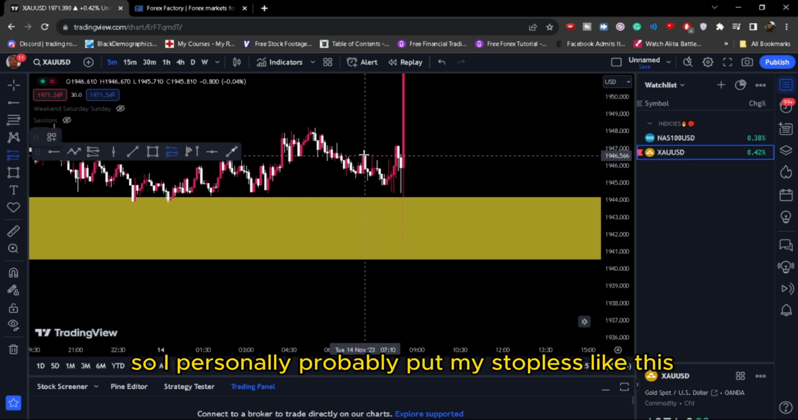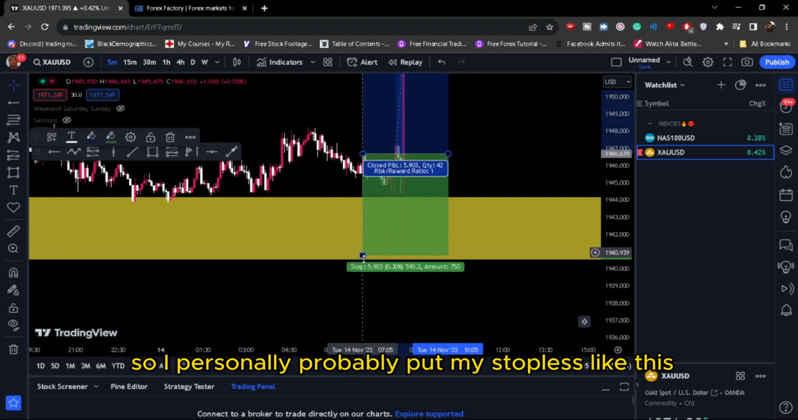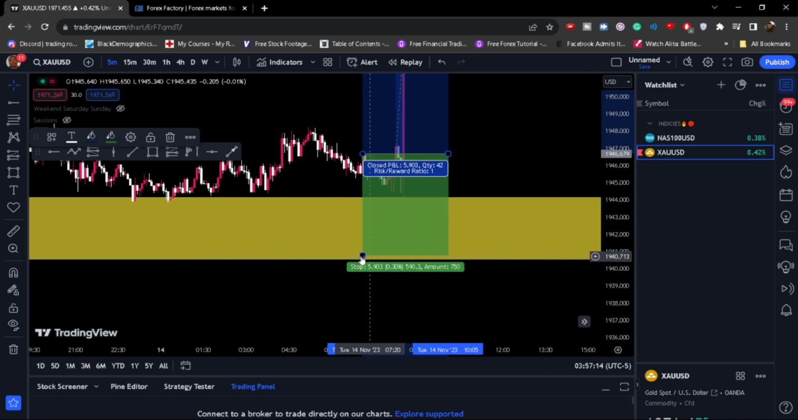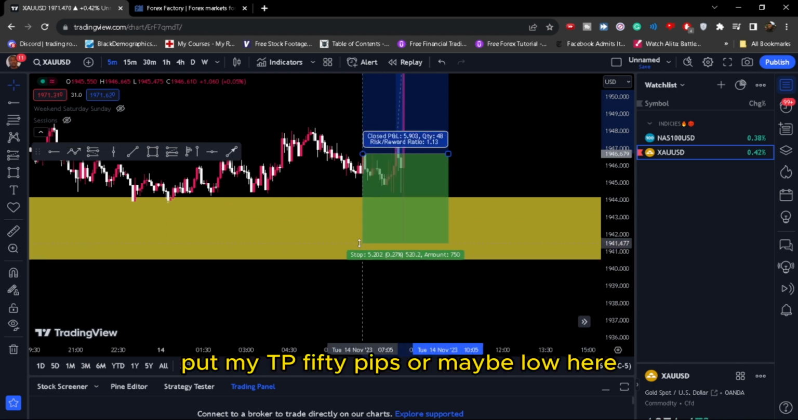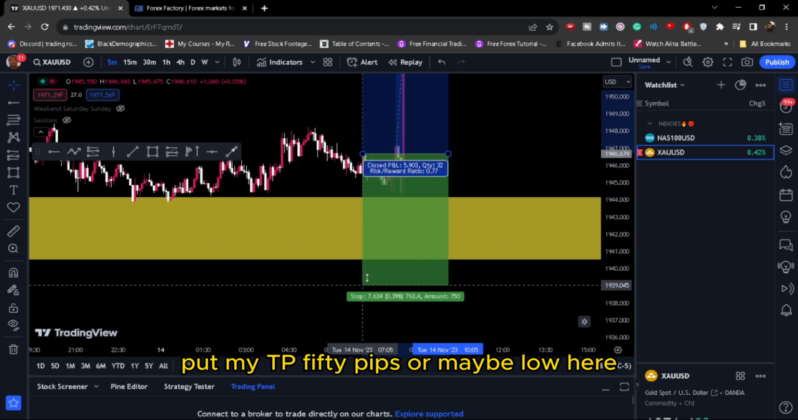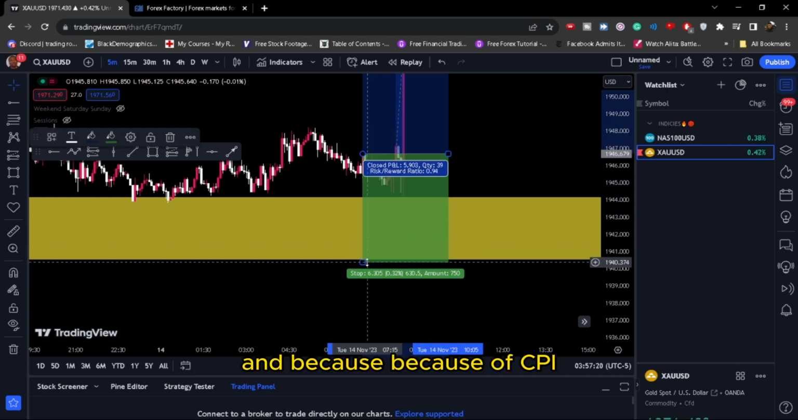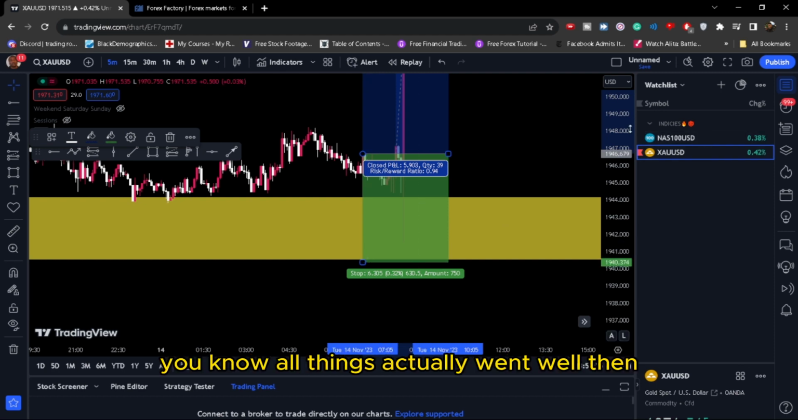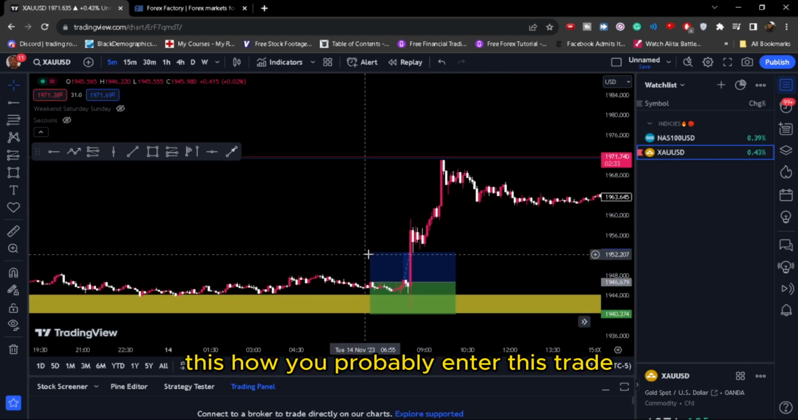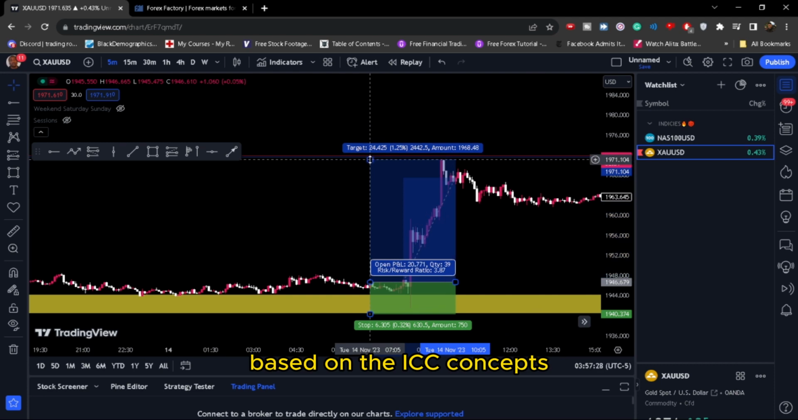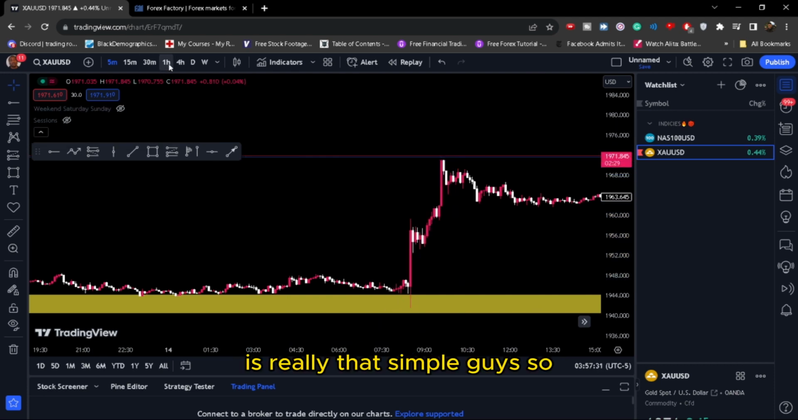So I personally probably put my stop loss like this, and then either put my TP 50 pips or maybe below here, just because it's CPI. But obviously I actually wasn't in this trade, but let's assume all things went well, then this is how you'd have probably entered this trade based on the ICC concepts. It's really that simple, guys.